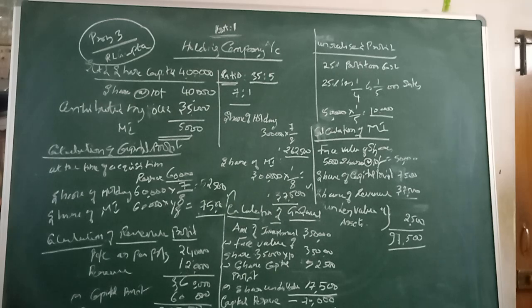Then the next working is the unrealized profit. What is unrealized profit? When you are sending goods to an outsider, normally it is attached with profit. Whereas if you are sending materials within your company, or within the group company, to your branch, then it should be based on cost value.